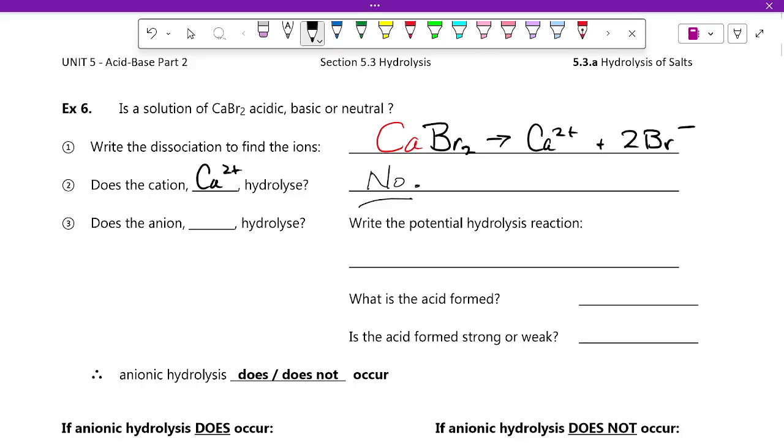You can just say no. I'm going to say no, it's not, and it's not NH4 plus. Those are the only 4 cations that hydrolyze. So if it's not one of those 4, it's not going to hydrolyze.